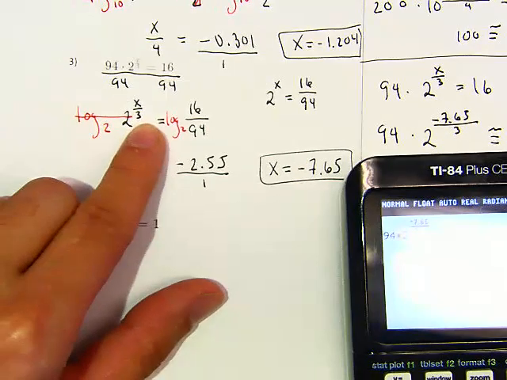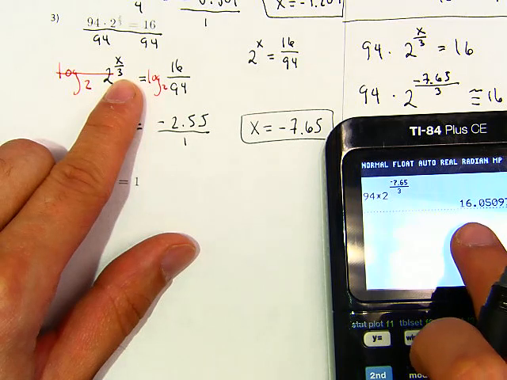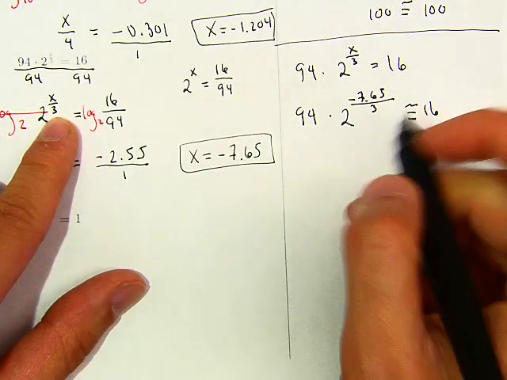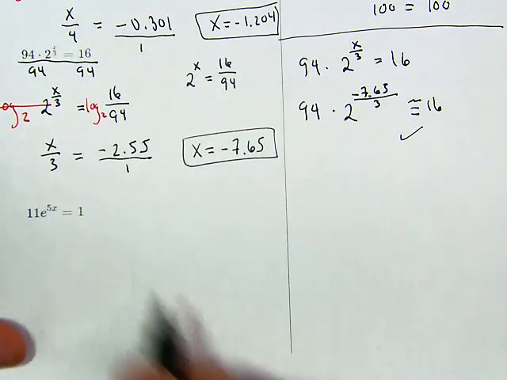And let's see, is there a glare? Yeah, there's a glare. Okay, let's see what do we get. And look, it's very, very close to 16, right? It's 16.05, but it's very close. So yeah, it checks. All right. Now let's look at this one.